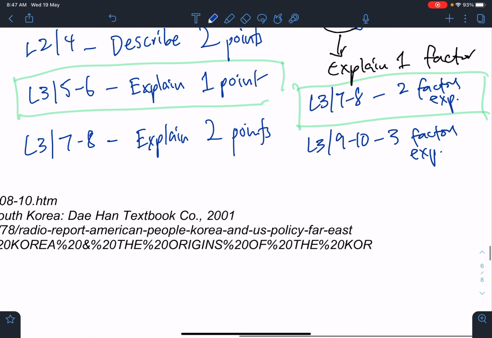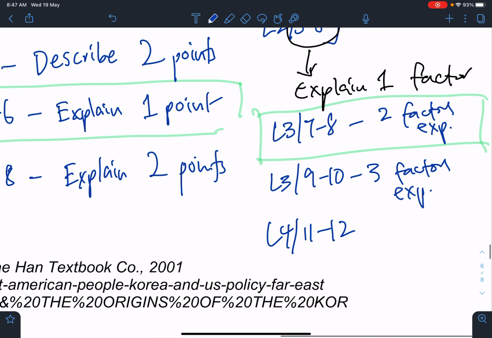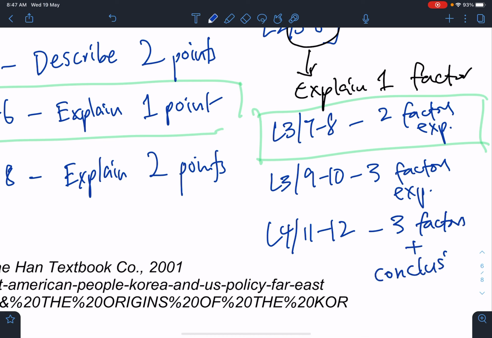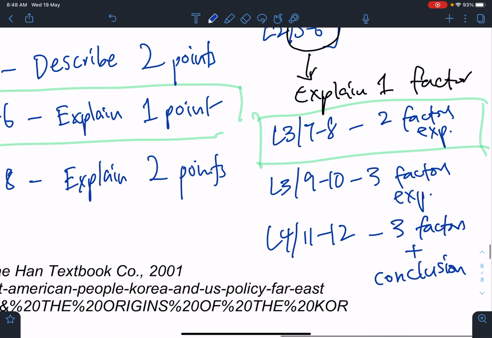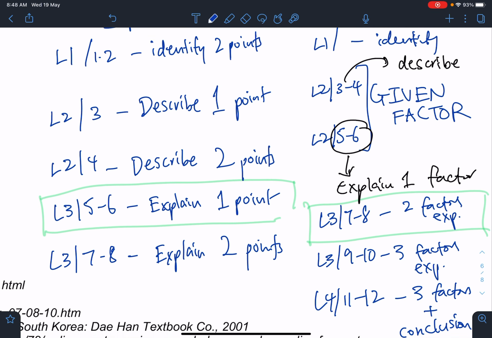Okay, now some of you may be asking, Mr. Low, then how about the conclusion? How do I score full marks? Listen, this conclusion, you must have 3 factors fully done plus a good conclusion. Now, the reality is, do we need these 2 marks to score an A? No, you do not need these 2 marks. Okay, it might sound like, you mean I don't have to get the whole thing correct? Yes, correct.